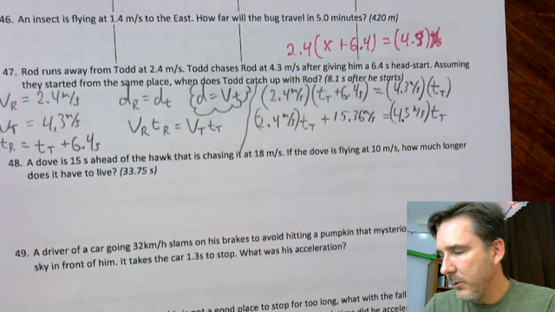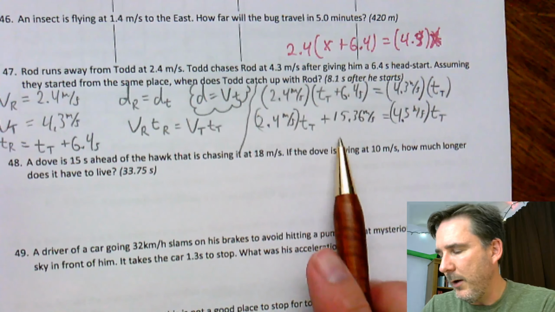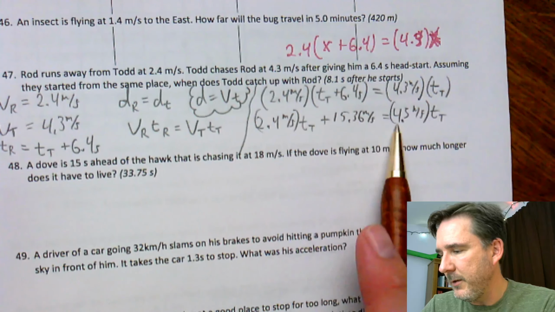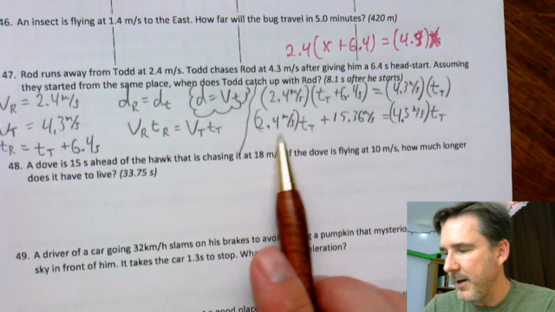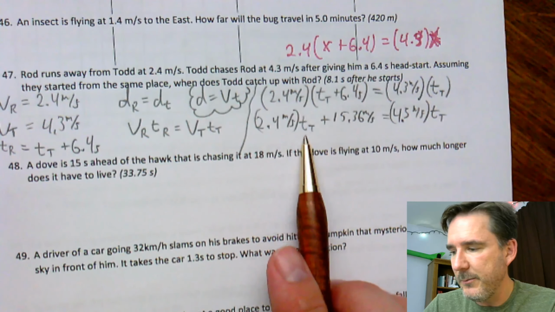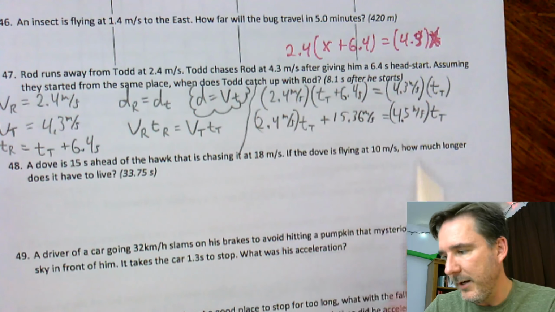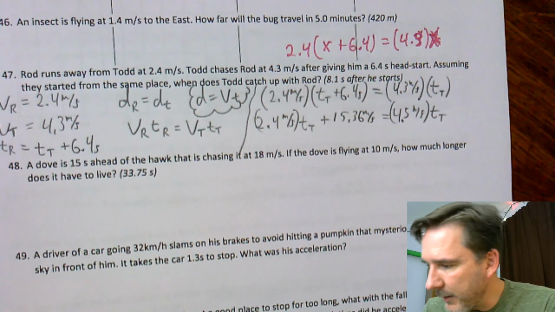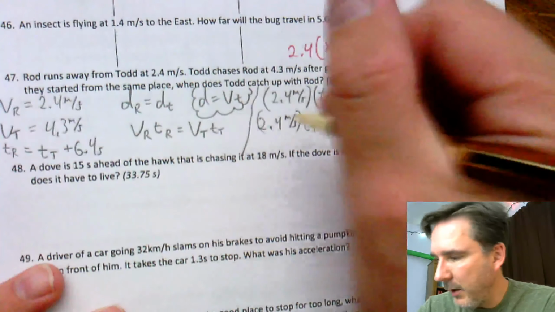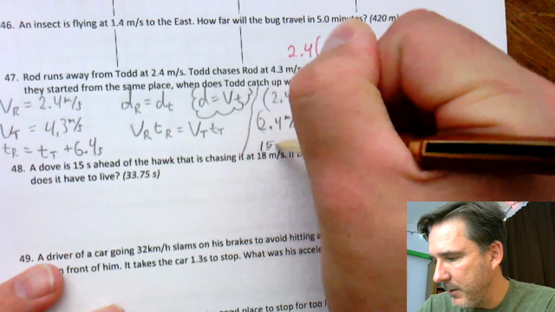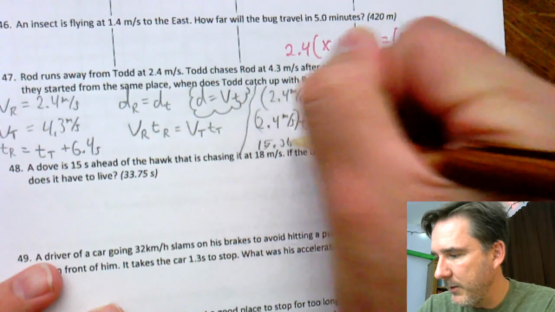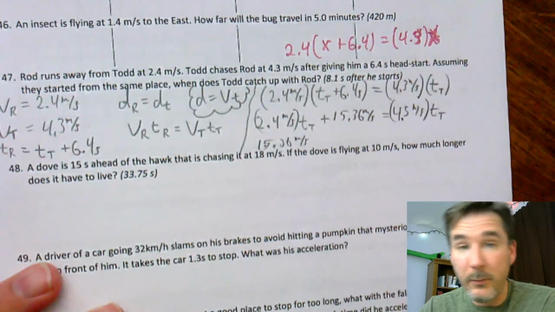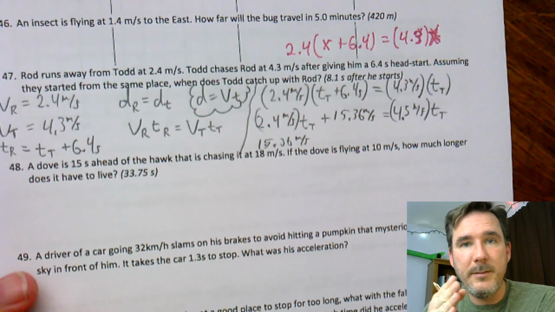Okay. So then basically I have to subtract 2.4 meters per second times Todd's time from both sides. So I'm going to get 4.3 minus 2.4. And I'm going to get 15.36 meters per second. By the way, I'm rushing through this one, but if you want to see me do another one slower, I have a whole video on that.